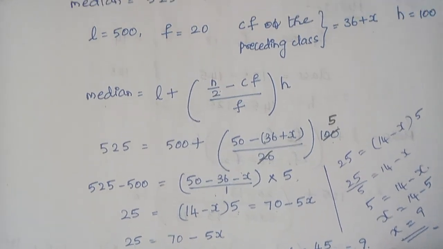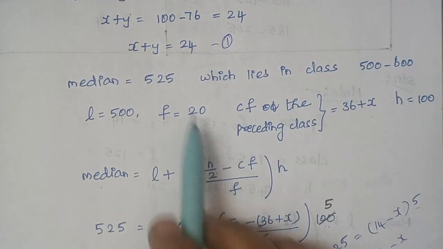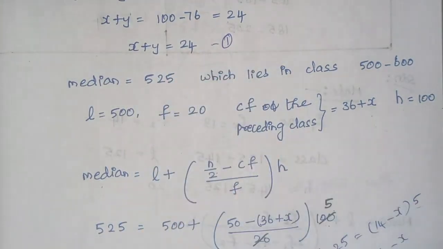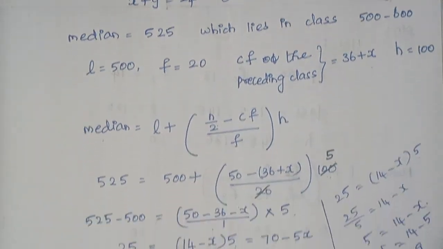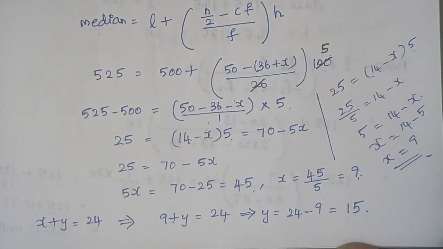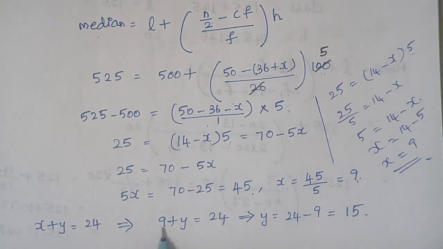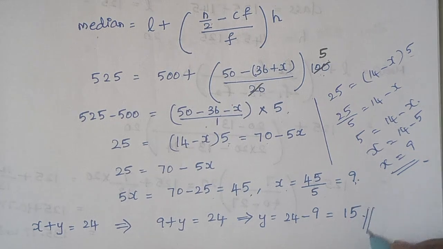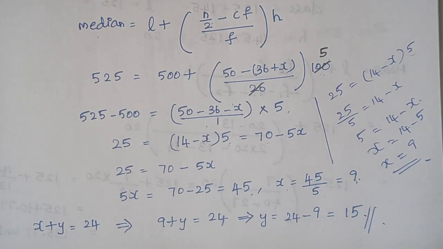Once you know the value of x, you see we had framed our equation number 1, x plus y is equal to 24. So now you can substitute the value of x over here. x plus y is 24 and the value of x is 9. So y is nothing but 24 minus 9, which is equal to 15. Right. So finally we have calculated the values of x and y.